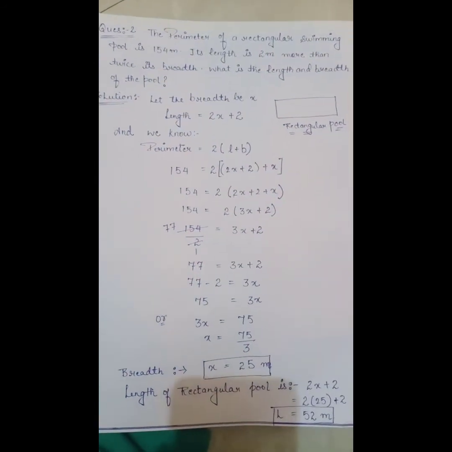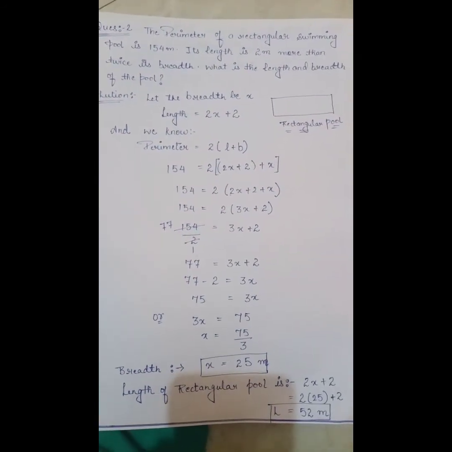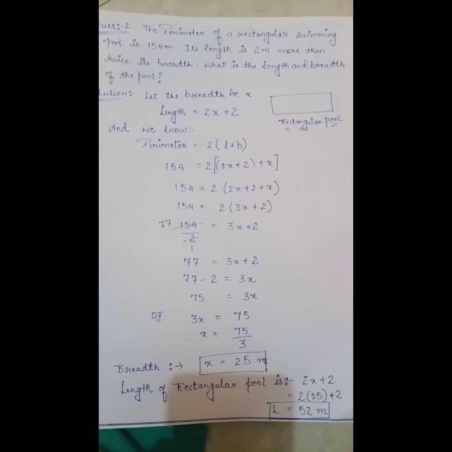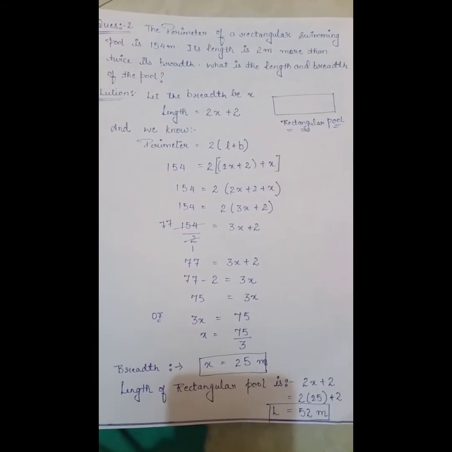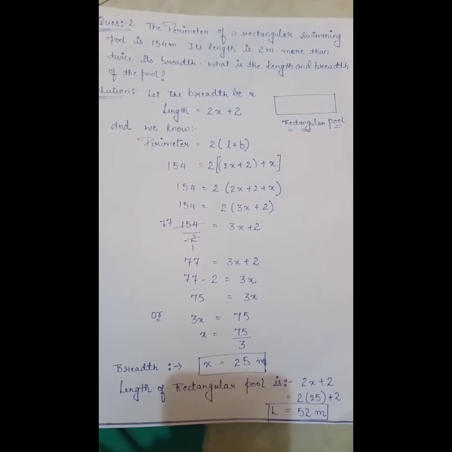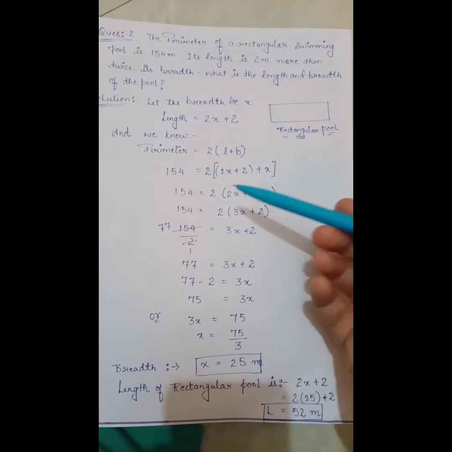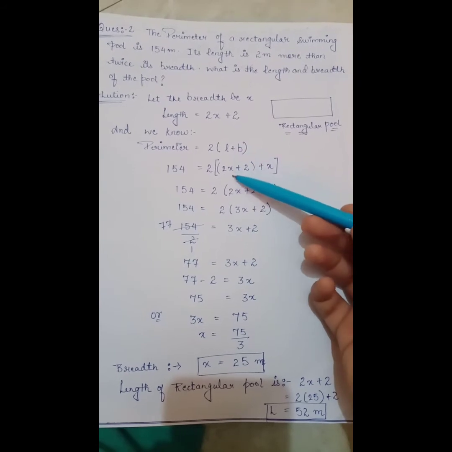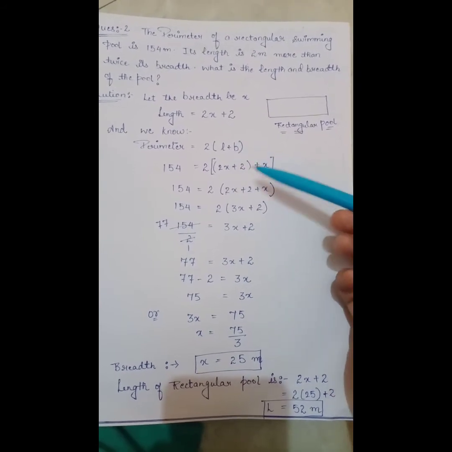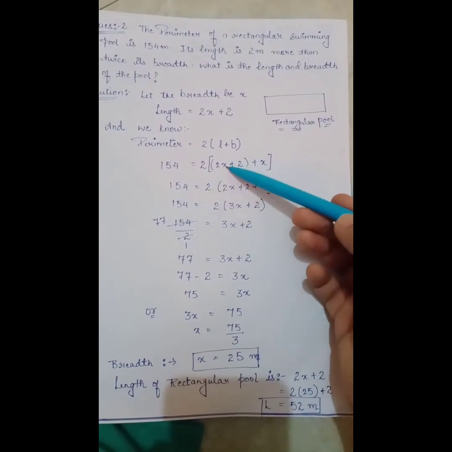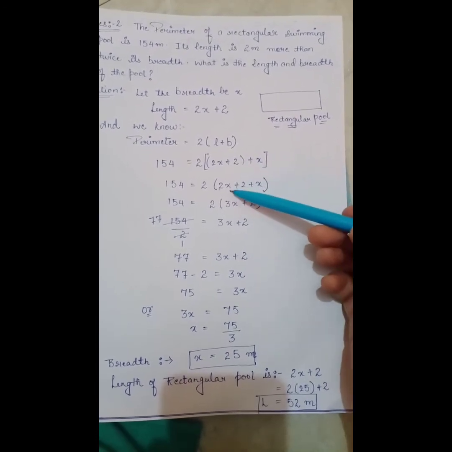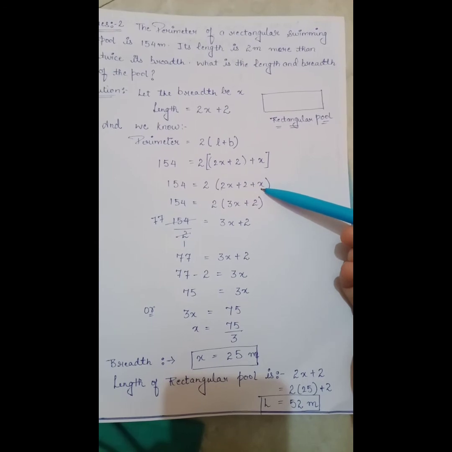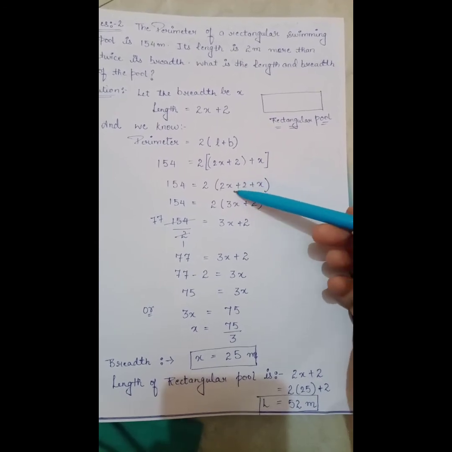Got it? So, we also know that the perimeter of the rectangular pool, or the perimeter of a rectangle, is 2 into (length plus breadth). So the perimeter, 154, is given to you. 2 as such, length 2x plus 2, breadth x. 154 equals 2 into (2x plus 2 plus x). Open the bracket, you'll get plus x. Now here we also have x. This is also x. You can add it.